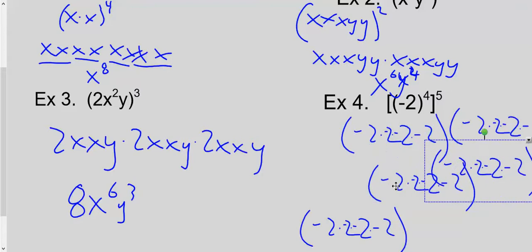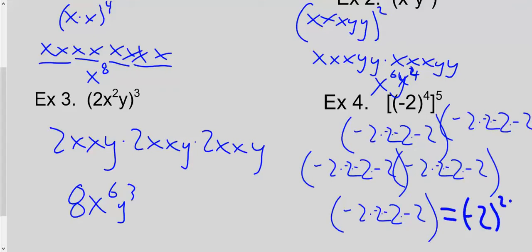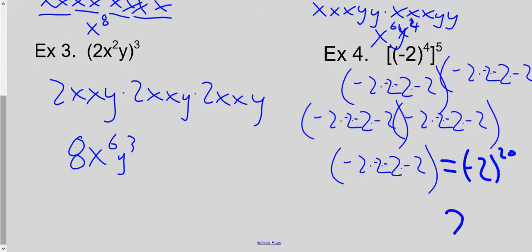And you can see how many negative 2's we have. All right, we have negative 2 times itself 20 times. And that is actually the same as 2 to the 20th power, because if you multiply all the negatives together, they're going to give you a positive.